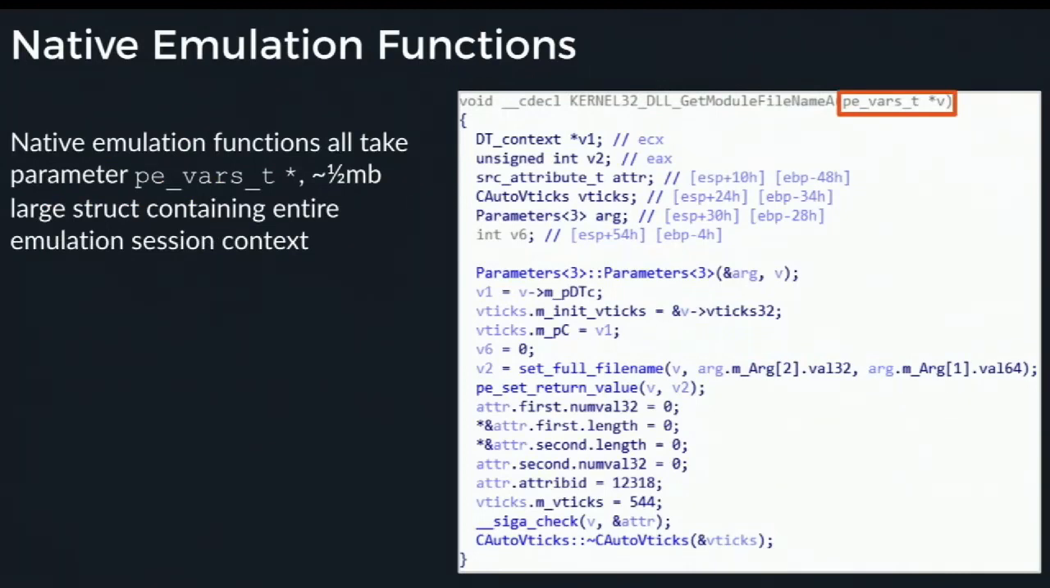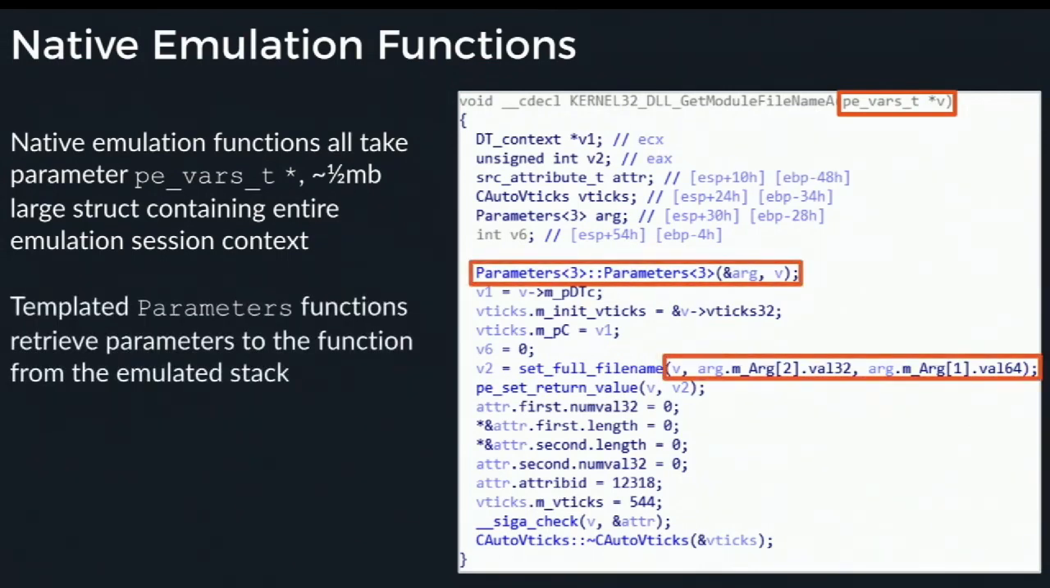All these native emulation functions take a large parameter called a PEVARS. It's about a 0.5 megabyte large structure that contains everything about a given emulation context. So it's going to have your time, all the DLLs the binary has loaded, various heuristic observations about the binary, pointers to the virtual address space, just everything you need to know about a given emulation session. That big single blob of data is passed into every native emulation.